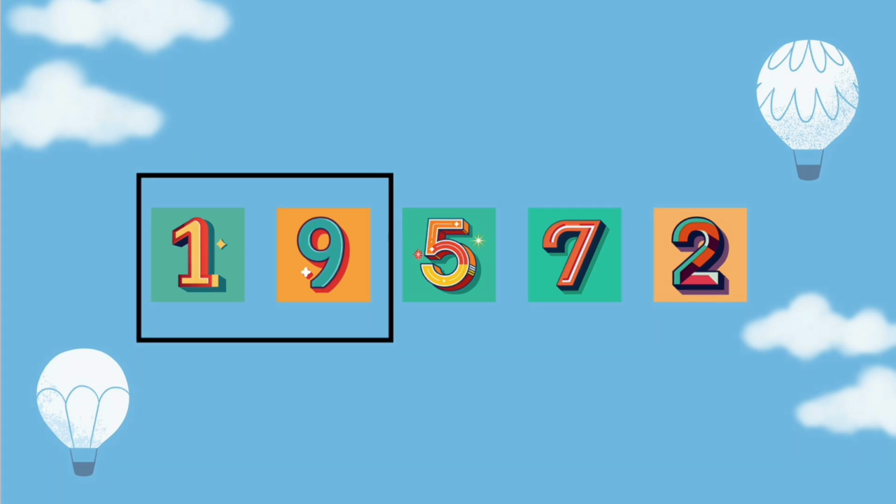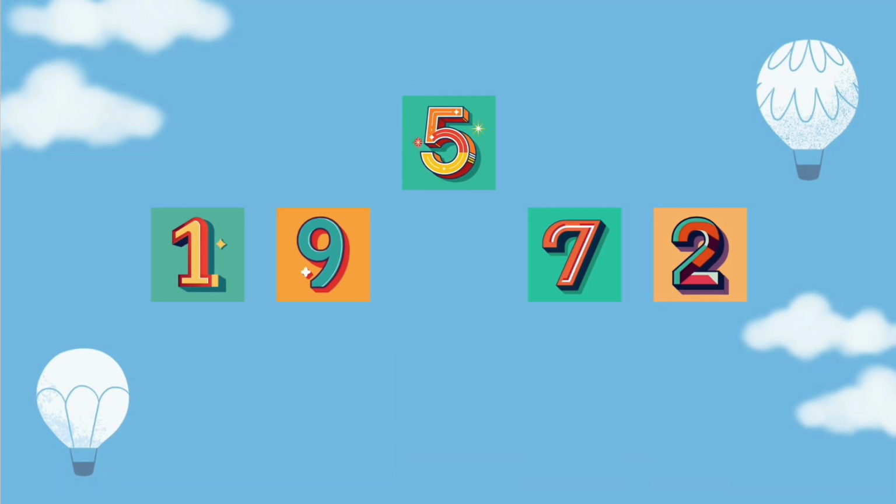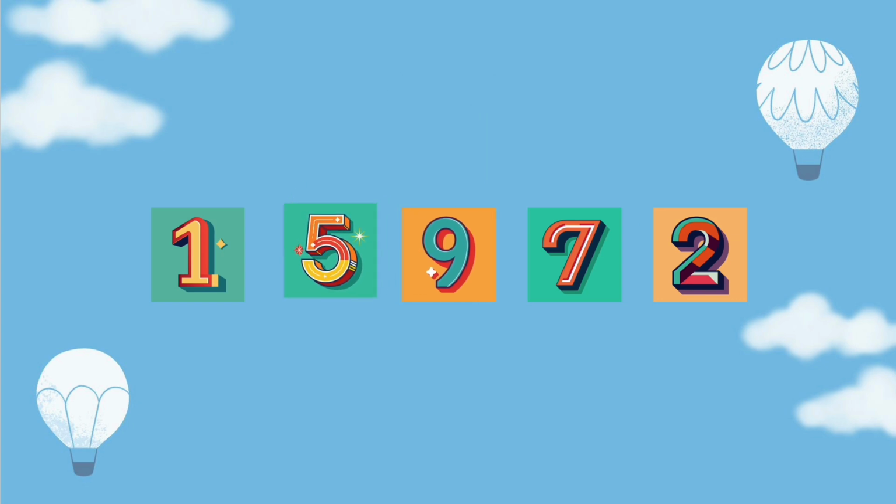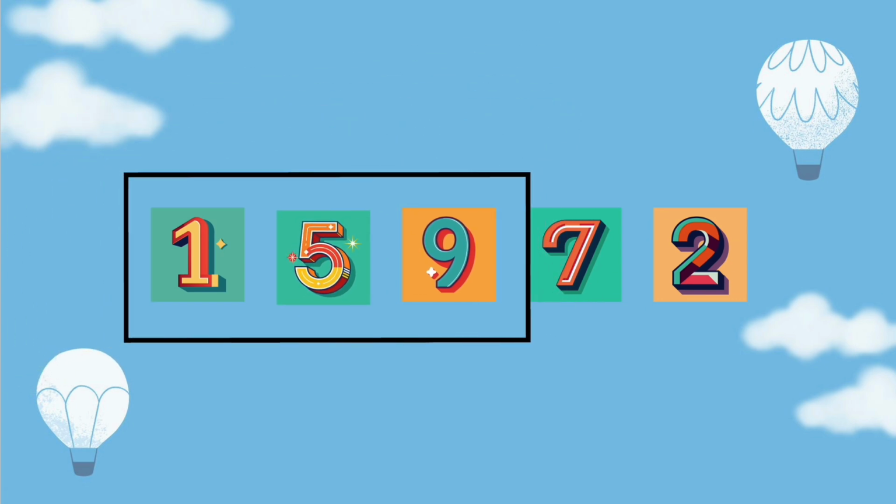Now, the left side is sorted. From this point onwards, the portion of the array to the left of the current element is considered a sorted array. Then, we take the third element and compare it with the elements on the left side. We place the element in the correct position. Now, the first three elements are sorted.